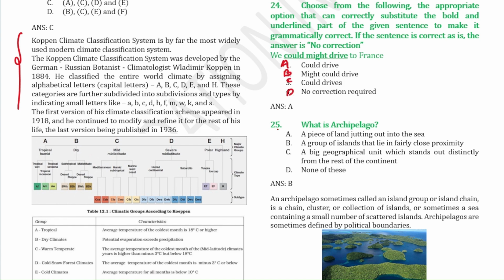Question number 25. What is archipelago? Archipelago is a group of islands that lie in fairly close proximity. A piece of land jutting out into the sea is known as headland. And a big geographical unit which stands out distinctly from the rest of the continent is known as a subcontinent.